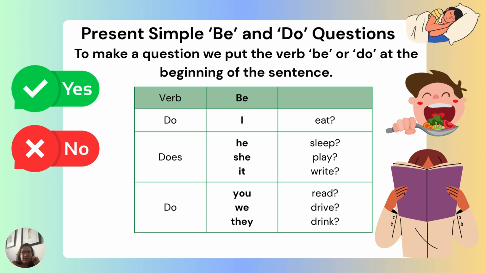Now let's look at some actions. Actions: eat, sleep, play, write, read, drive, drink, all actions. Say, do I eat? Does he sleep? Does she play? Does it write? Do you read? Yes or no. Do we drive? Yes or no. Do they drink? Yes or no.